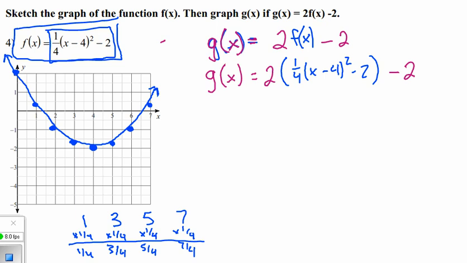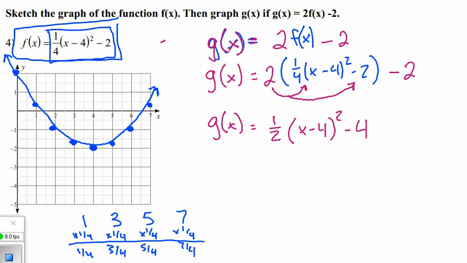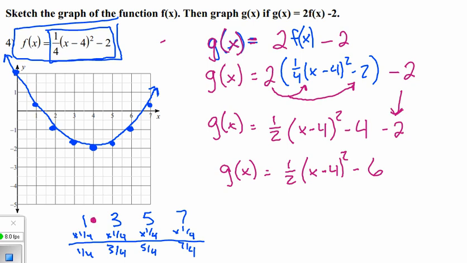Okay, so what do I do now? Well, now all of this is being multiplied together. So I need to distribute the 2 here, and I need to distribute the 2 out here. So I get g of x is equal to 2 times 1/4 is 1/2. X minus 4 squared. 2 times -2 is -4. And then this minus 2 just comes back down here. Right? Last step, we're going to combine it all. 1/2 x minus 4 squared minus 6. Okay, so our vertex is at 4, -6, just like it was last time.